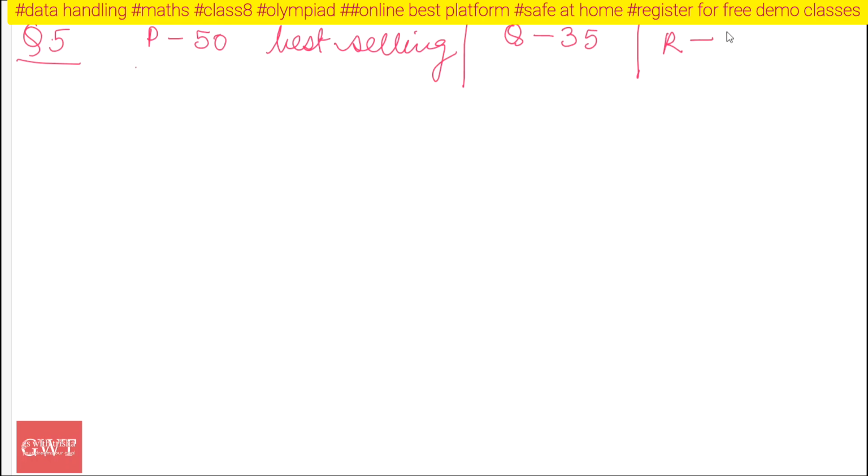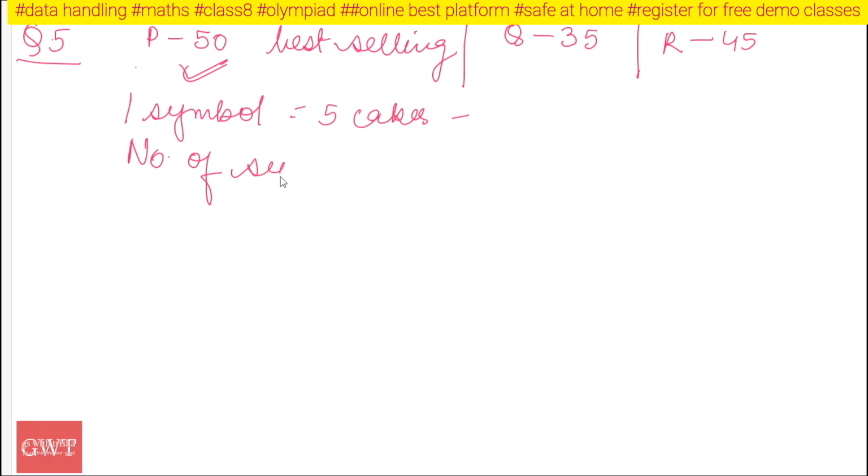Question number 5. See, they are saying that P is the best selling, right? But what total number do we have? Q is also selling 35 and R is selling 45. So the best selling is this one, but I also know that one symbol means 5 cakes. So the number of symbols is equal to 50 upon 5, right? So how much value do I get? 10. So option C.